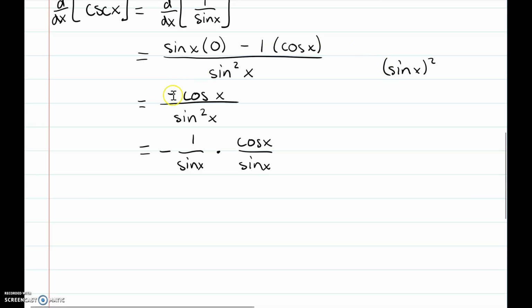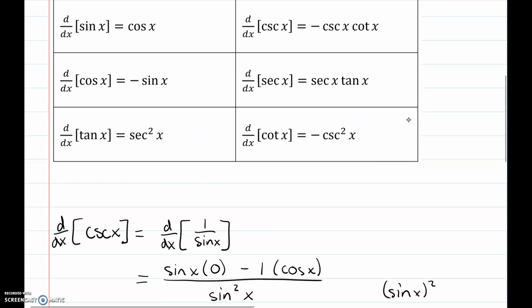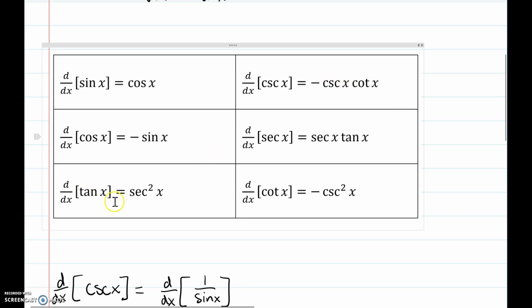We have a negative 1 on top and a cosine, so those are multiplied. And then on the bottom, I just split up the two different sines that we have. Negative 1 over sine x is a negative cosecant x. And then cosine over sine is a cotangent of x. So there we get the derivative. And we could do that with any of those in the table. We could do that with tangent, cosecant, secant, or cotangent. As long as we know sine and cosine, we can figure these out when we need to.